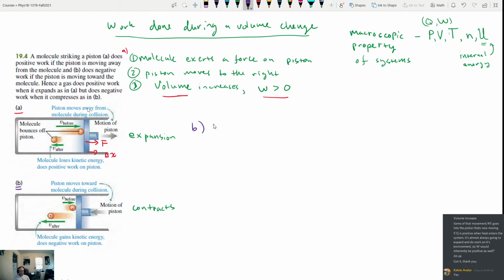So now, instead of saying the molecule exerts a force on the piston, let's just say that we push the piston to the left. As a result, the piston moves left. The molecule gains kinetic energy, as we can see, but it does negative work on the piston. So now the volume decreases.